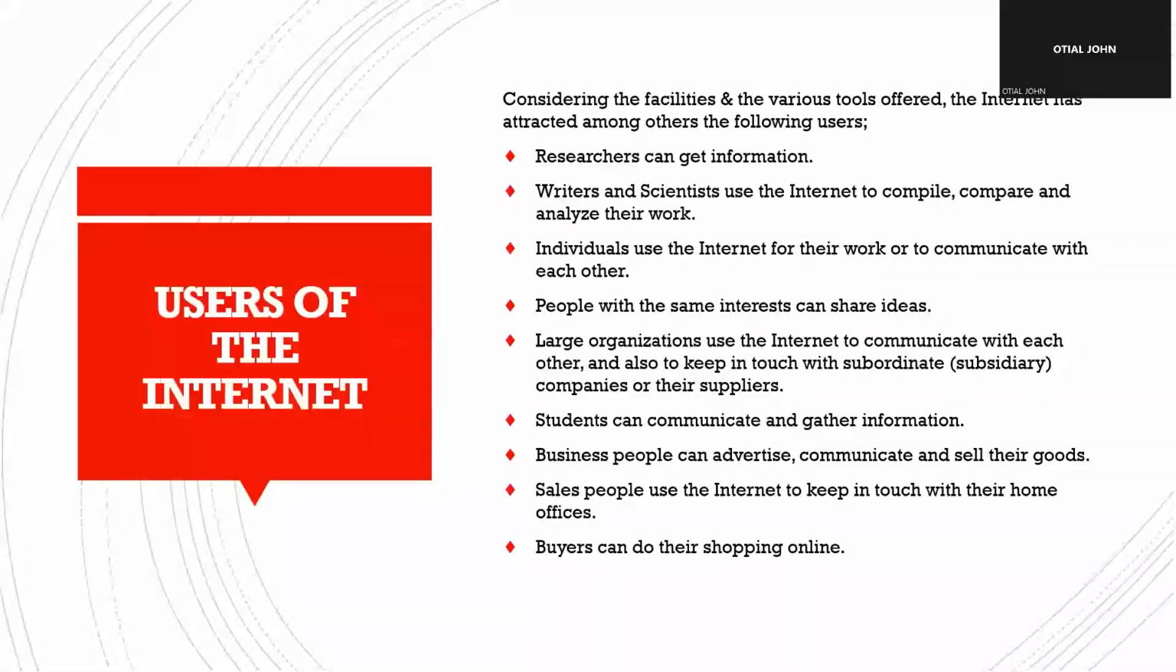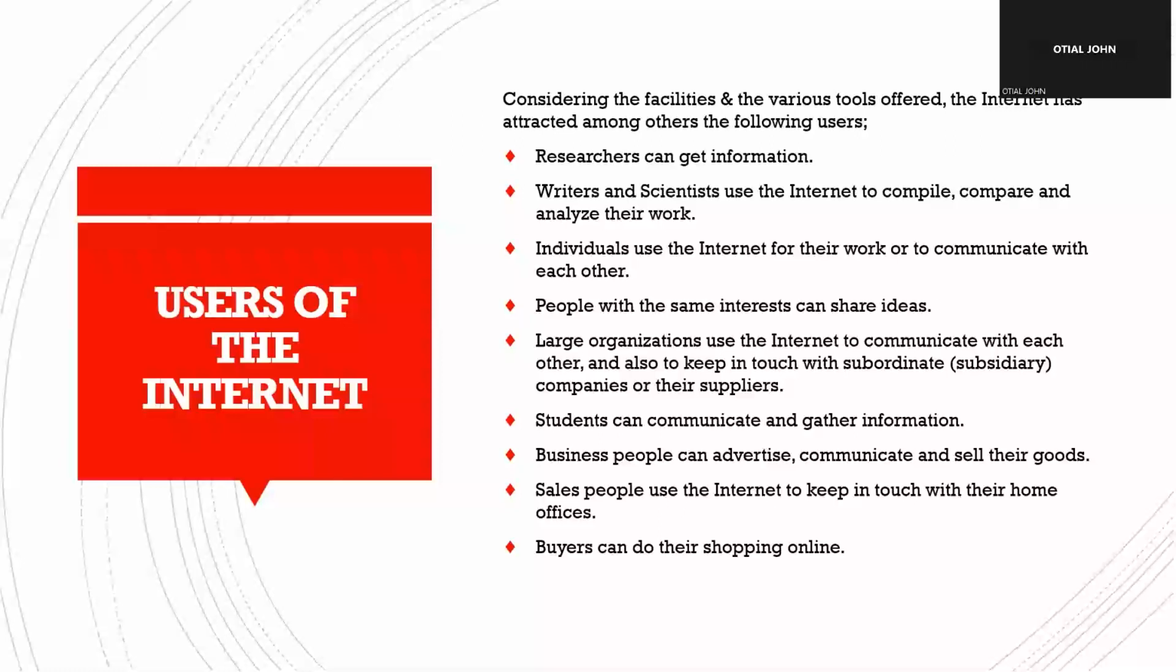Who are the users of the internet? The first group of users are researchers. Any person who is doing research uses the internet as part of the resources for their research. Another group is scientists or writers, who use the internet to analyze, compare, or compile their work. Also, individuals can use the internet for their own work, to communicate with each other. People with ideas also use the internet to share information.